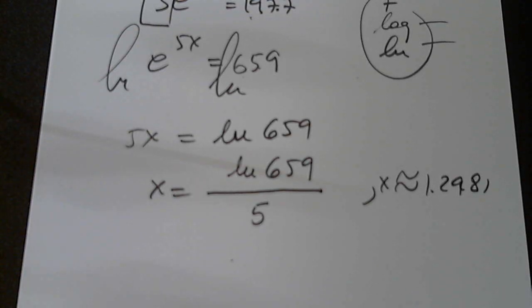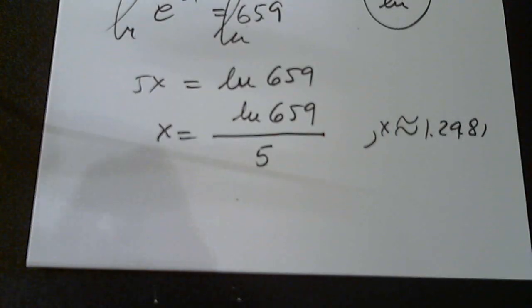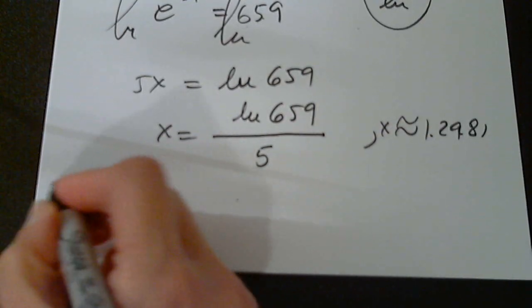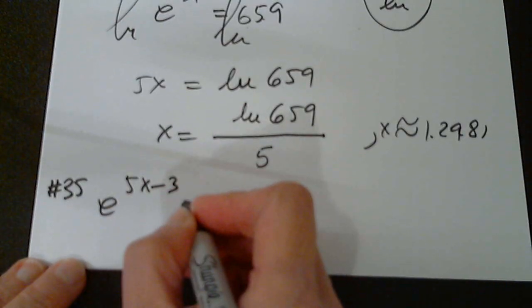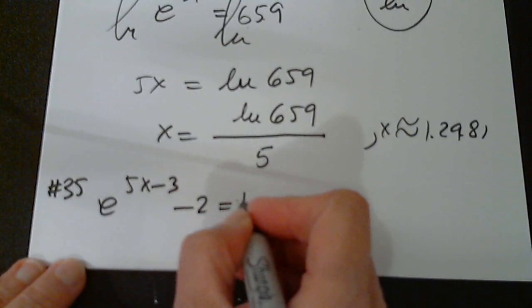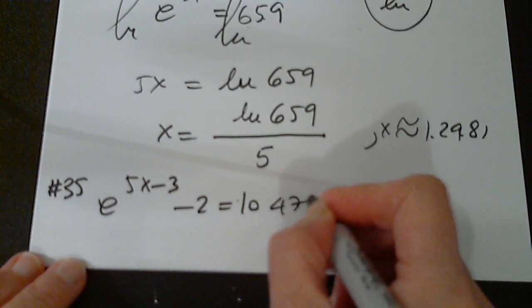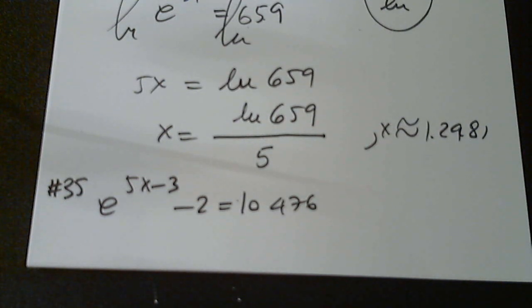Let's take a look at 35. In 35, we have e to 5x minus 3, minus 2, equals 10,476. Perfect. Like before, and like with everything, I have to clean it up.